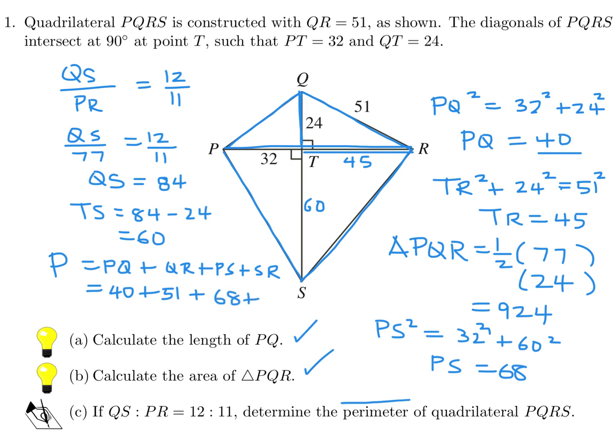And then SR, okay, same thing. Pythagoras again, so SR would be 60 squared plus 45 squared, I believe. And then when you calculate this, SR turns out to be 75, I believe. Yeah. And then you just add these guys up, and when you do, you get 234. So that takes care of part C.